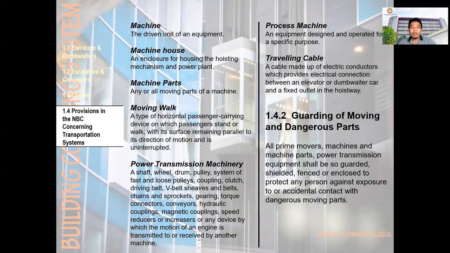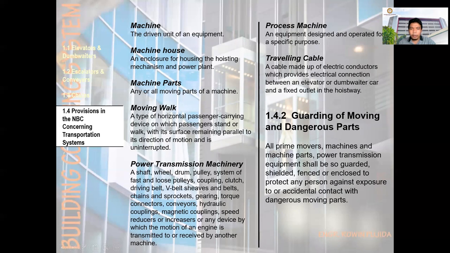So it is an enclosure for housing the hoisting mechanism and the power plant. And then also we have machine parts. So any or all moving parts of a machine. And then a moving walk, a type of horizontal passenger carrying device on which passengers stand or walk with its surface remaining parallel to the direction of motion and is uninterrupted.